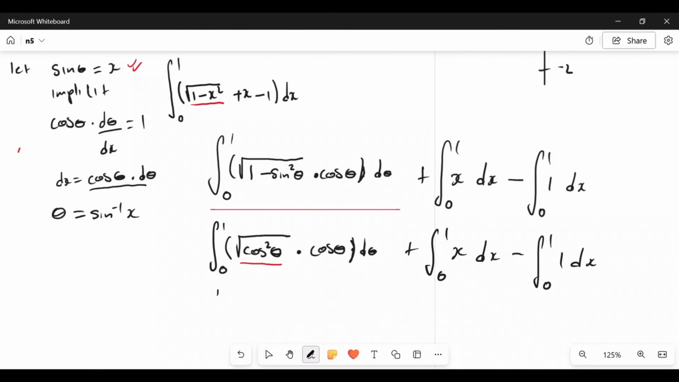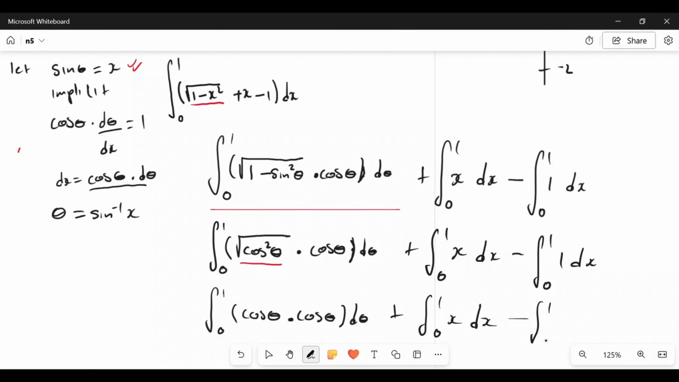Let's do it. We can say sigma upper limit 1, lower limit 0. We have cos theta, because the square root of cos squared theta is actually cos. But let's not forget, we have this cos again. So we're going to multiply by that cos again. And then close bracket, d theta. Plus this one, we drop them as they are, guys. Then dx minus sigma 1, 0, 1 dx.